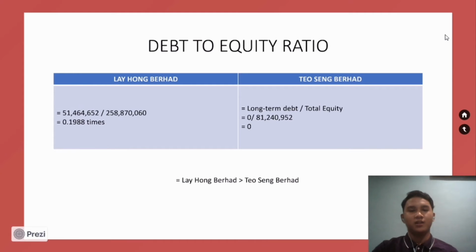Next, debt to equity ratio. Long-term debt divided by total equity is the formula for debt to equity ratio. Lehong Berhad has 0.1988 times, but Teoseng Berhad does not have any debt to equity ratio because they do not have long-term debt with any third party. Lehong Berhad has 0.1988 times in financing its operation through debt.